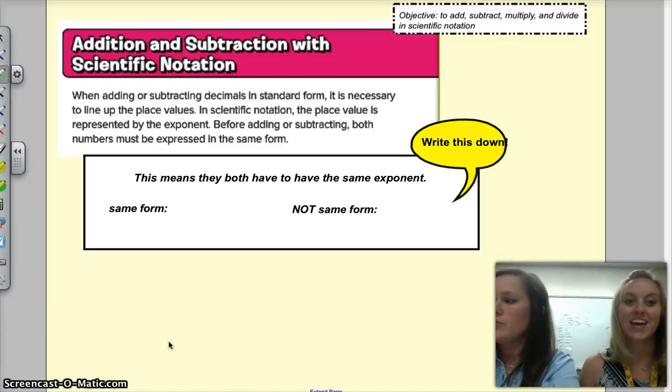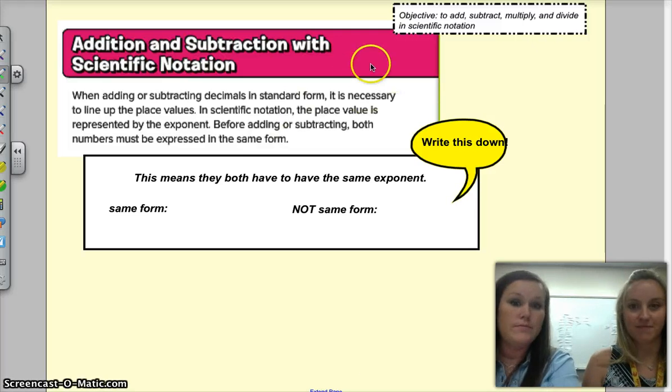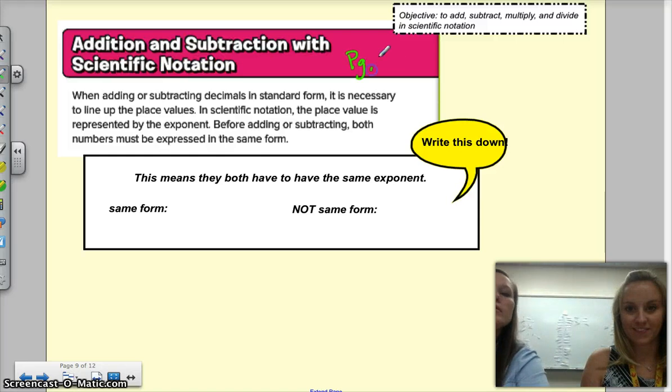You ready for this? Yeah, you need to be on page... hold on, looking for it. 61. Okay. All right. Oh, it looks pretty.